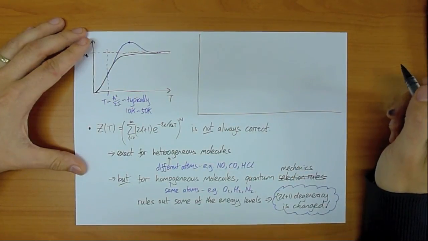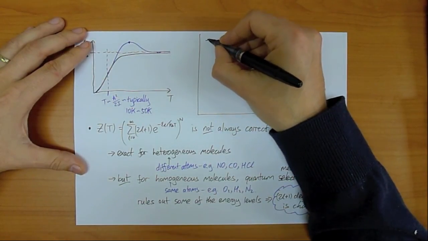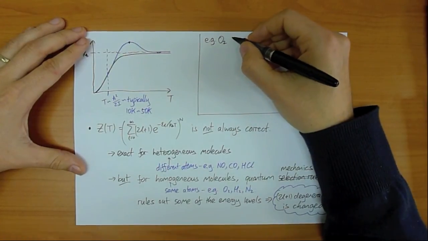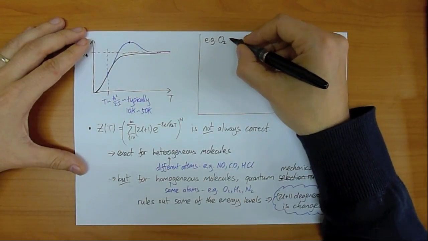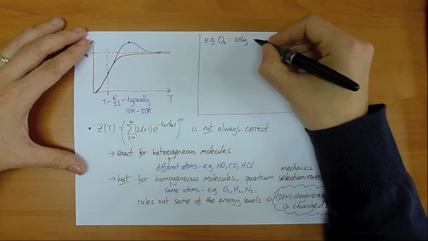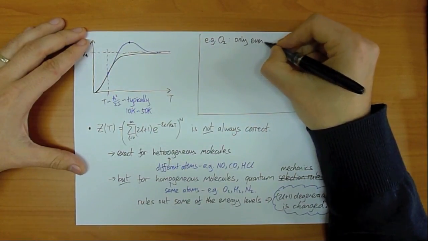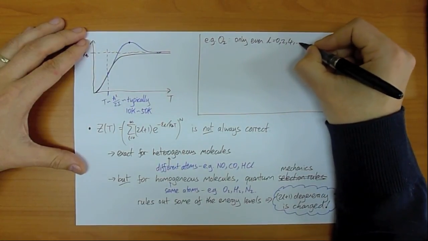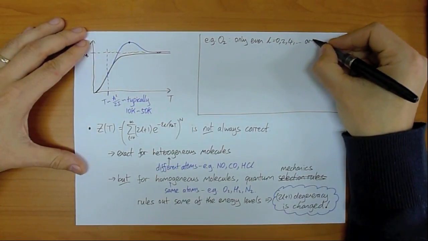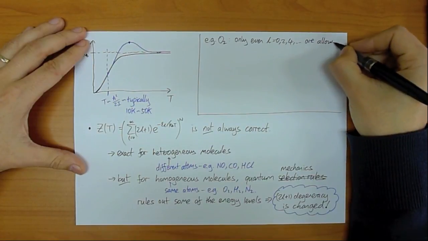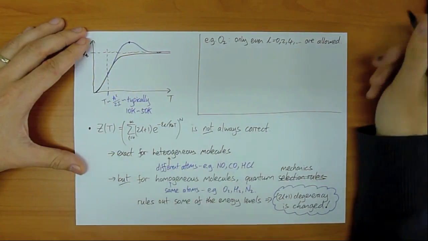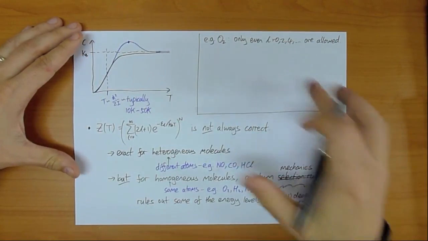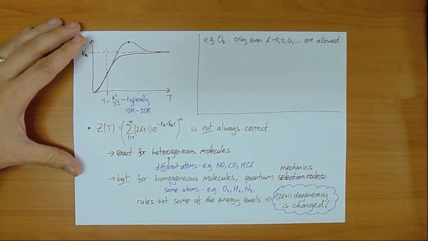The simplest example, the one which is easiest to understand, is oxygen. It turns out for oxygen, only even values of L are allowed. So even L, which can be 2, 4, 6, and so on, are allowed. You get different rules for hydrogen and different rules for nitrogen. Oxygen is the simplest, so I give this as an example.